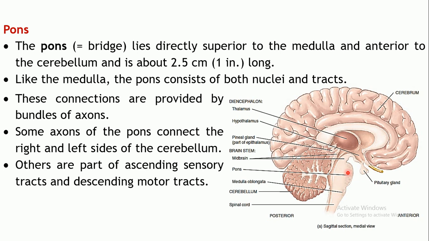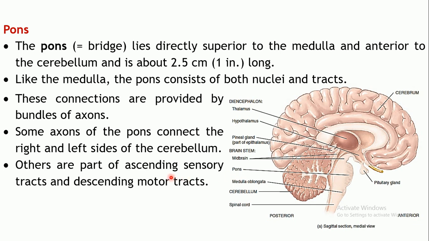And just like the medulla, as we have seen, there is white matter which comprises the tracts, and there is grey matter which comprises nuclei. So similarly, the pons also comprises nuclei and tracts, which comprise bundles of axons. Some of these axons present in the pons connect the right and the left hand side of the cerebellum. So this helps in connection between the two hemispheres of the cerebellum.